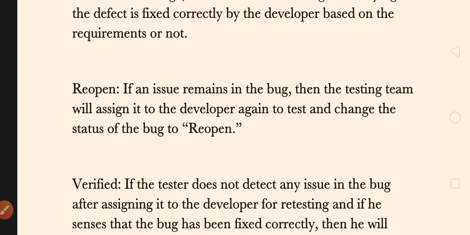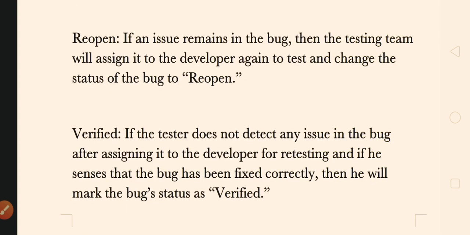Next is Reopen. If an issue remains in this bug, if the bug is still there, then the testing team will assign it to the developer again and change the status of the bug to reopen. If that is not fixed, then they will put it in reopen.